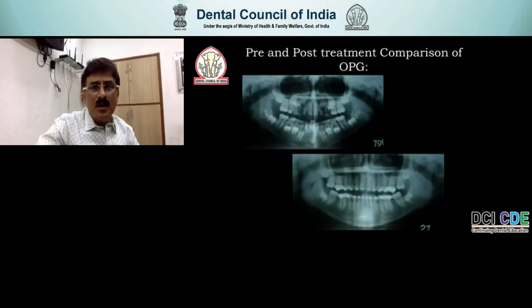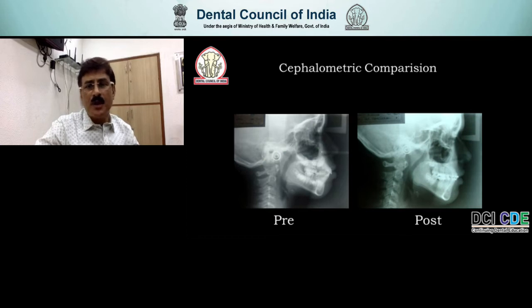Now that's the OPGs which have been compared, and you can see good uprighting, enough space for third molars to come, second molars also erupt. And that's when we compare the pre and post cephalograms. The dentures have moved back, the anteriors, upper and lower. The upper anteriors have been intruded, and there is good vertical control with the development of the ramus, good growth at the ramus condyle complex, and anti-clockwise rotation of the mandible.